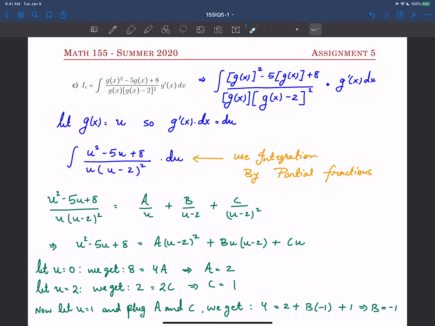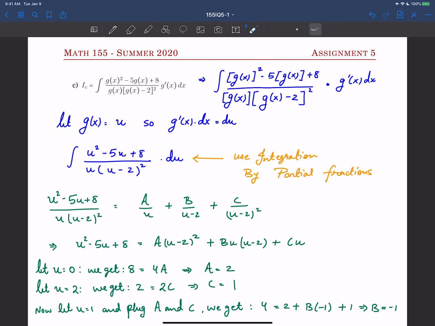Okay, so here we have g(x) squared minus 5g(x) plus 8 over g(x) minus 2 whole squared times g prime of x. So right off the bat, you see that you have a function and you have its derivative being multiplied there. So substitution is the way to go, because that will help you simplify this thing. So all you do is you take this g of x and you substitute it as u. So when you take the derivative of this side, you get g prime of x, and the derivative of the other side is du by dx.